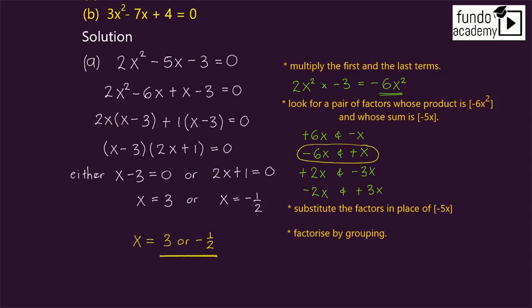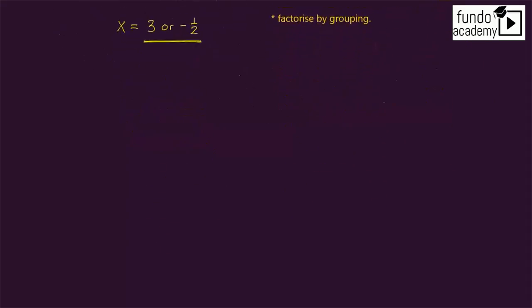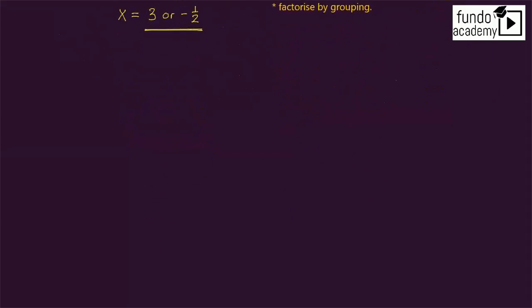If you have understood part A, I would want you to attempt part B. On B we have 3x squared minus 7x plus 4 equal to 0. Now I'll just give you a few minutes to work this one out. So I want you to pause the video starting from now and start working on it. Alright, so let's look at my solution.